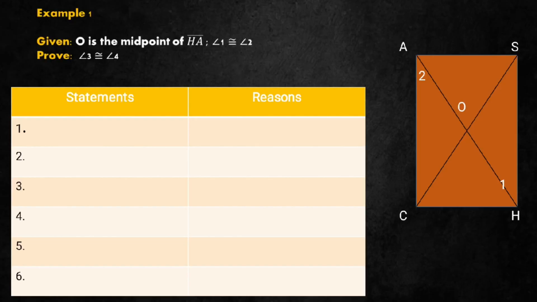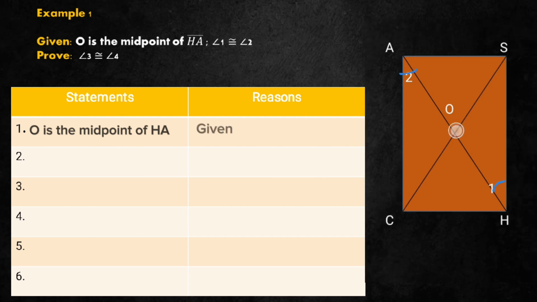Example 1. Given that O is the midpoint of segment HA and angle 1 is congruent to angle 2. Let us prove that angle 3 is congruent to angle 4. First, let's have the column proof, the statements and the reasons. First statement: O is the midpoint of segment HA, which is given. Based on the first statement, if it is the midpoint, it means the two segments here are congruent. So we will use it as the next statement.